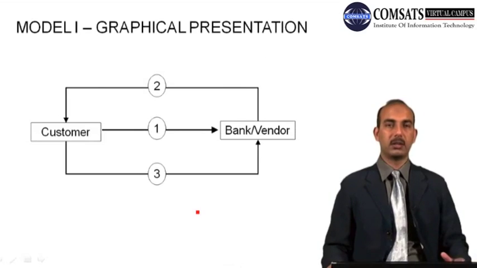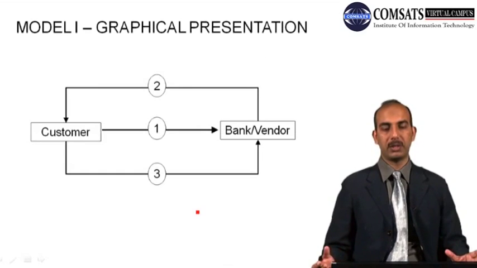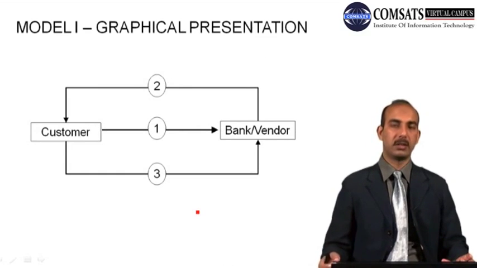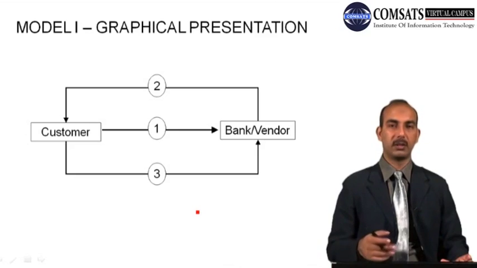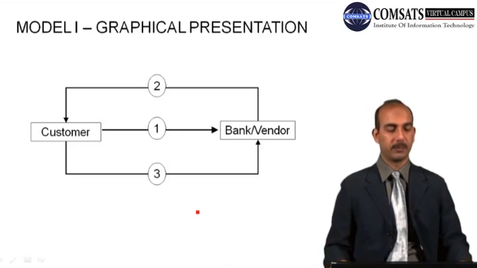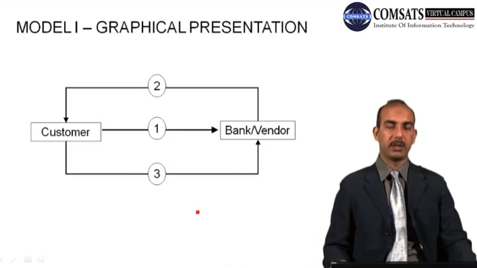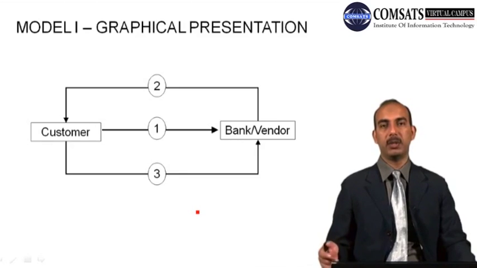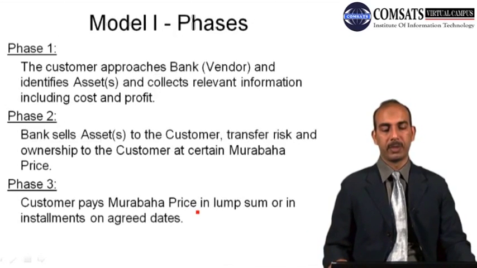And this model has three steps. First of all, the customer approaches the bank, and then there is an agreement between them about the asset, and at the second stage the asset is delivered to the customer, and the third phase is that the customer pays the bank. And the payment can be a spot payment, it can be a delayed payment, or it can be on the basis of installments.